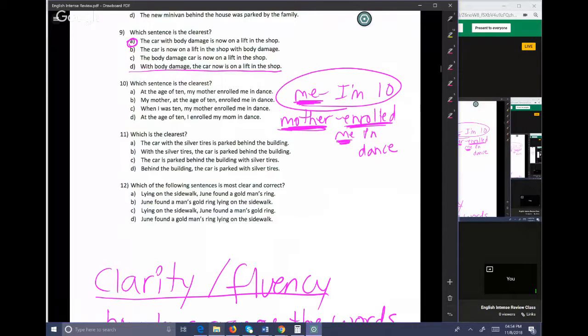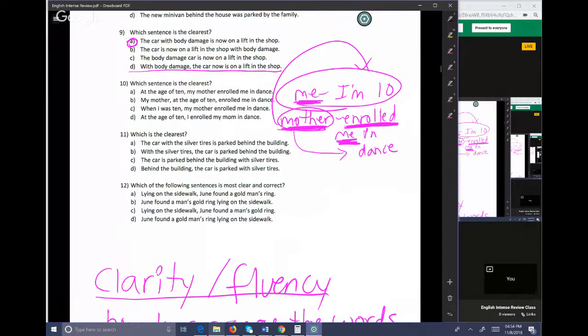So we're trying to make sure wherever they mention being 10, we want to make sure that it's me that they're saying is 10. And then whenever they mention mother, we want to make sure that we're not saying that mom is 10, and we're not saying that mom does dance. We're saying that mom enrolled me at 10 years old into dance.